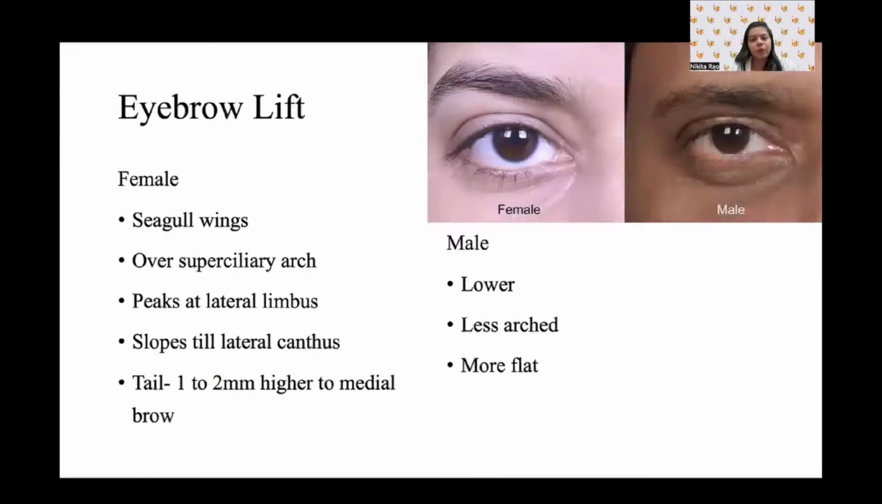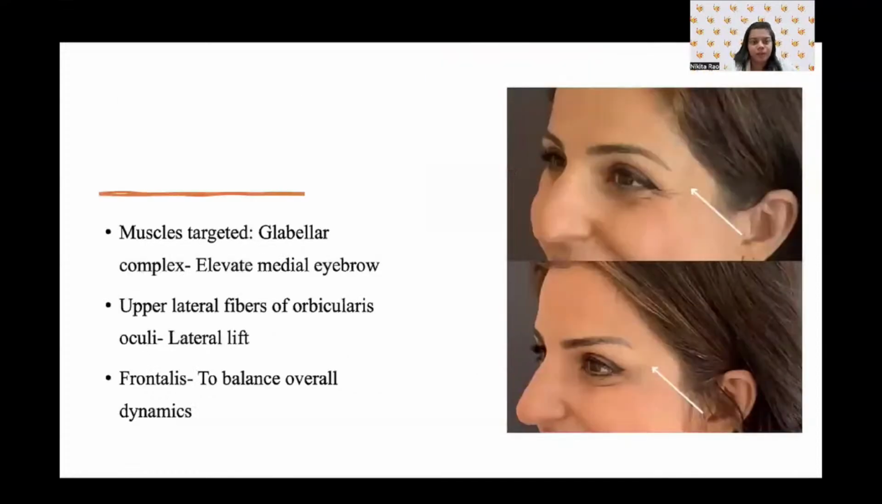So next, coming to eyebrow lift, we should know the difference between female and male eyebrows. In females, eyebrows are seagull wing shaped, present over the superciliary arch, with the peak at the lateral limbus and sloping till the lateral canthus. The tail is 1 to 2 millimeter higher than the medial brow. In males, it is lower, less arched, and more flat.